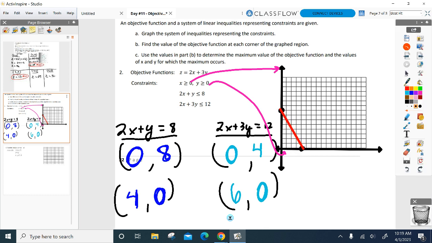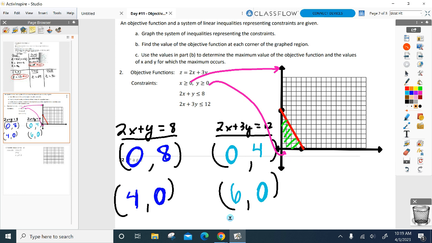And then test 0, 0. Should I be shading above or below this line? 0, 0. Does it work? Yeah. So I should be shading where? Above or below? Below. Great work. So shade below. So I know my solution is going to be somewhere there.